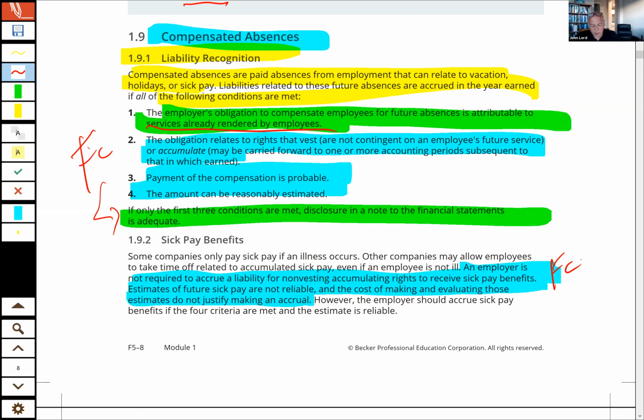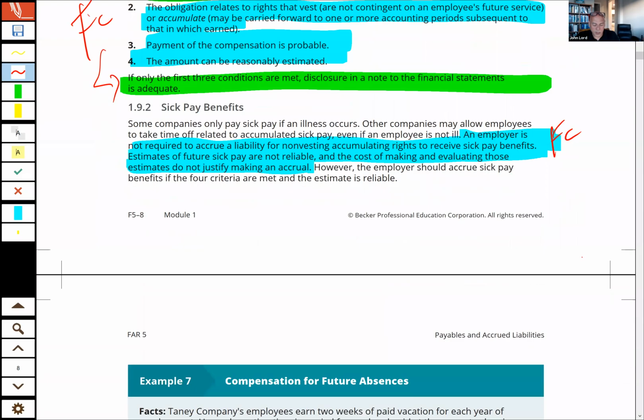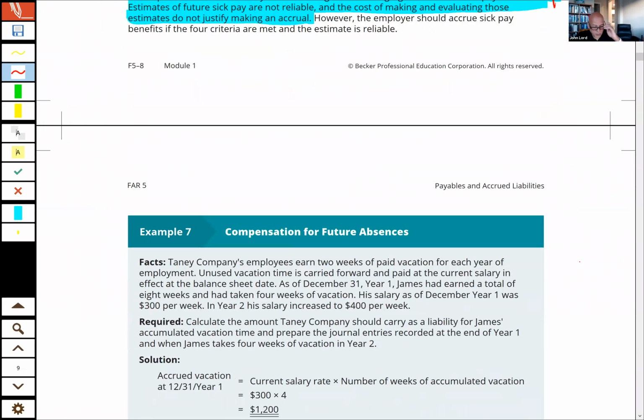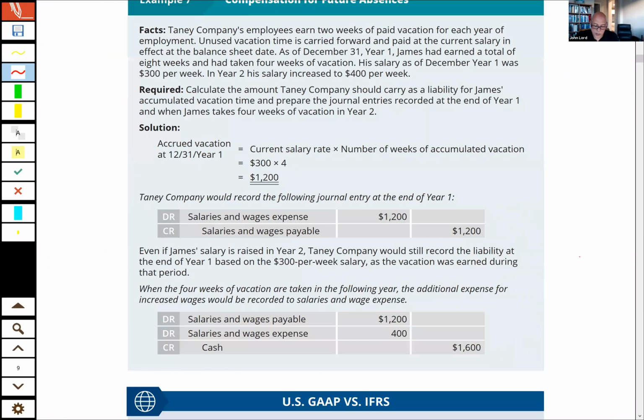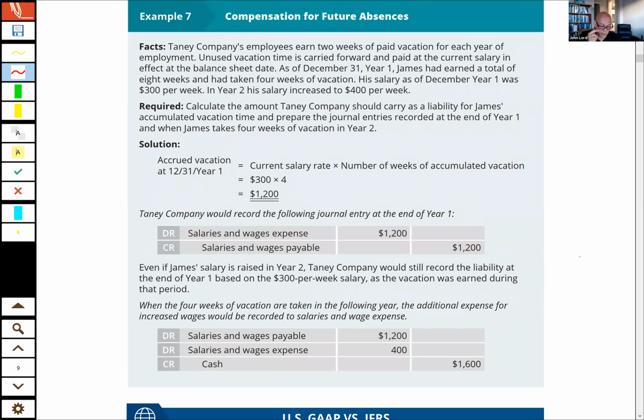But for most of the time in the CPA exam, if they're talking about sick leave, look to see that they're talking about some sort of vesting and their ability to estimate it in order for you to be able to take it as a liability. Okay, good. Now, this one is kind of interesting, and I was getting that earlier example a little bit mixed up with this one.